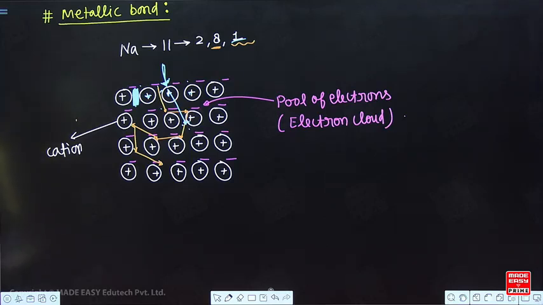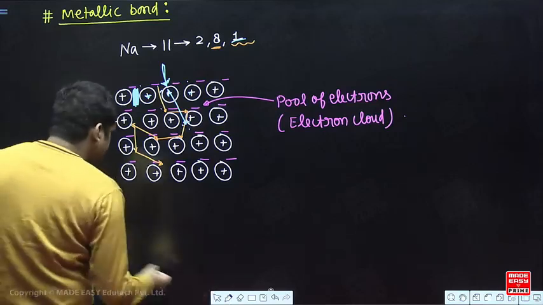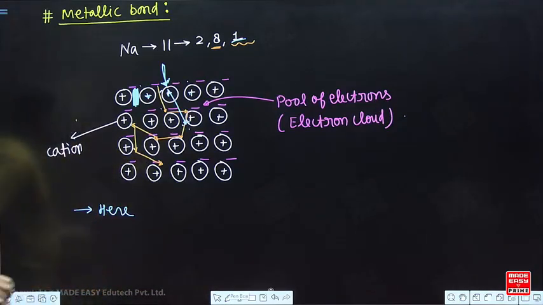Right, please note down a few points. Here please start writing. Here I will not write, I am dictating, please. Here valence electrons are not bound to any particular atom in the solid.